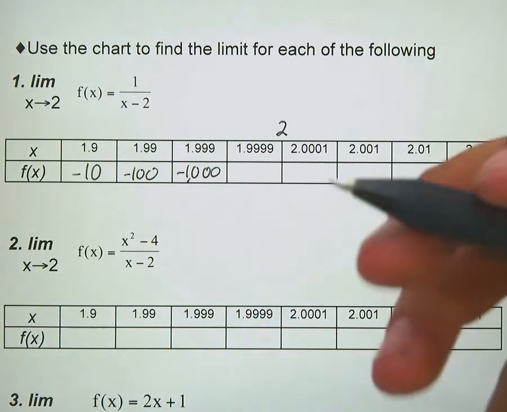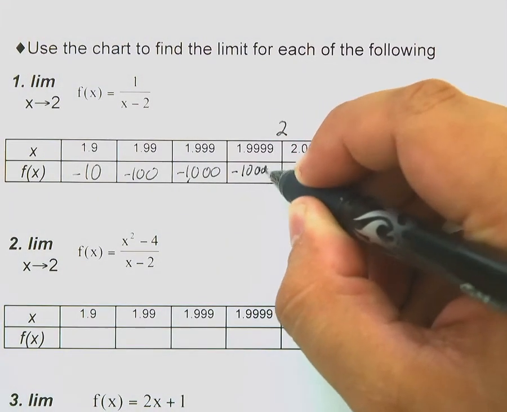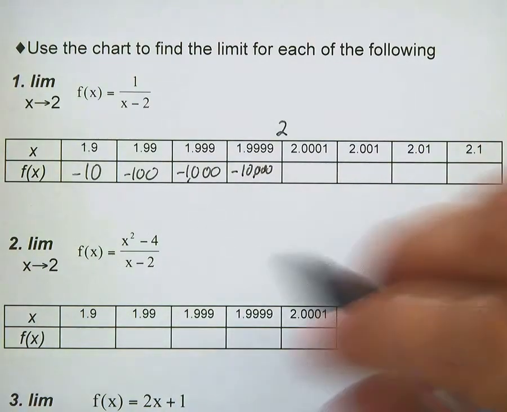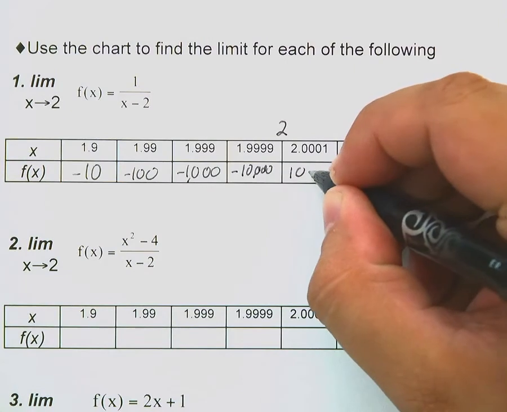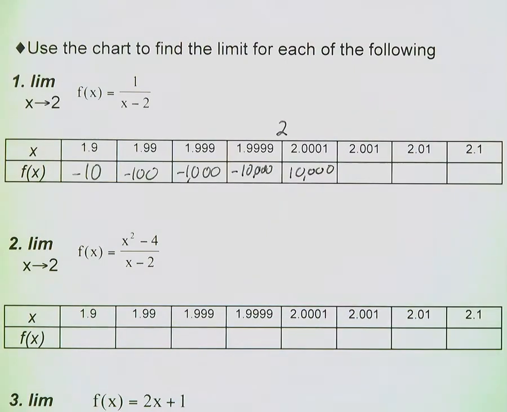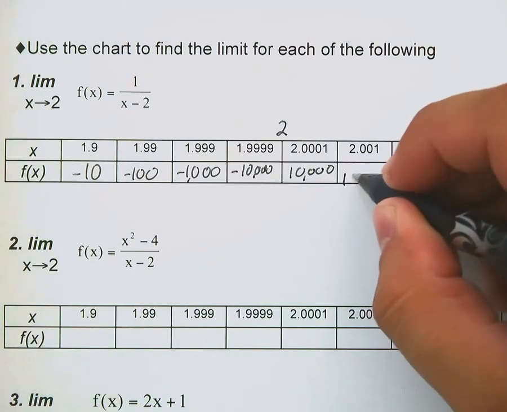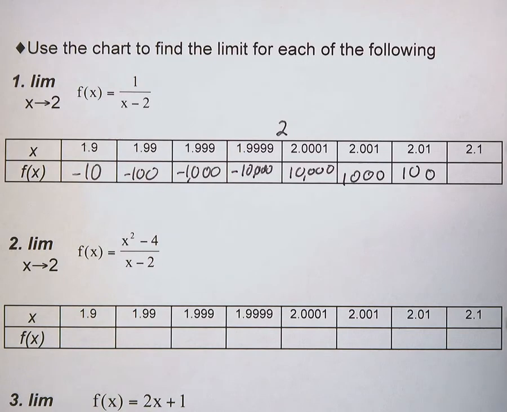Plug in 1.9999, and you get negative 10,000. You go to 2.0001, and you get positive 10,000. Strange thing happens. 2.001, you get positive 1,000. 2.01, positive 100. 2.1, positive 10.